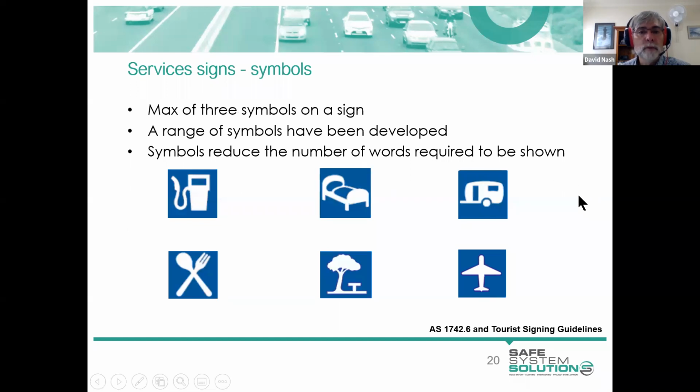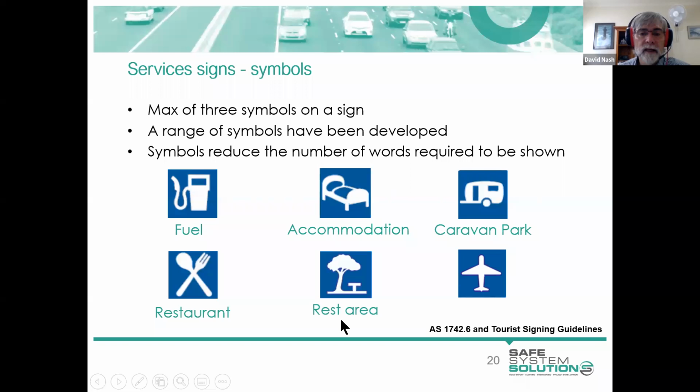So here are some of the symbols. Again, maximum 3 symbols on a sign. A whole range of symbols have been developed, which are in the Australian standards and in the various guides. Again, the symbols should be able to reduce the number of words to be shown. So you've got things like fuel, accommodation, caravan parks, restaurants, which by the way is a spoon and fork, not a knife and fork. Not quite sure why, but that's the standard symbol.